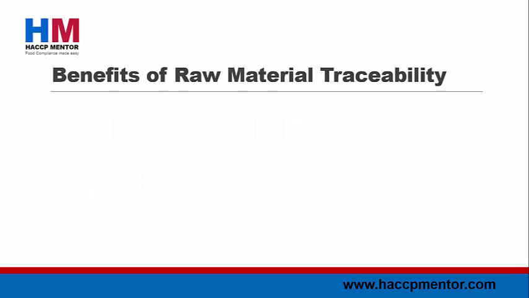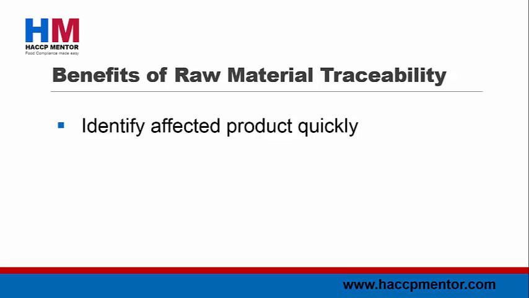When we want to have a look at the benefits of actually undertaking raw material traceability, our key thing is to identify affected product quickly to prevent or reduce further injury or illness to our consumers. If you end up having a recall or withdrawal because of an issue with a raw material, you'll be able to identify affected product really quickly.